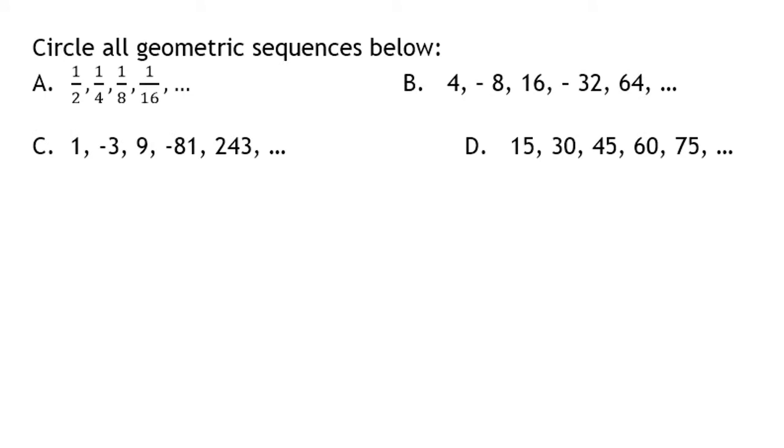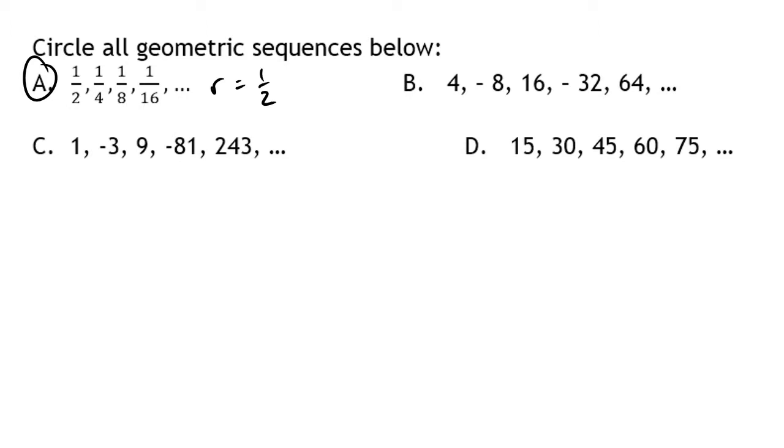So if I'm looking for a geometric sequence, the hallmark is that I have to have a common ratio. I'm multiplying by a constant each time. And I can see in this first one, I go from 1/2 to 1/4 to 1/8 to 1/16. Clearly, this is geometric. And my common ratio here, r equals 1/2. I'm multiplying by 1/2 each time.